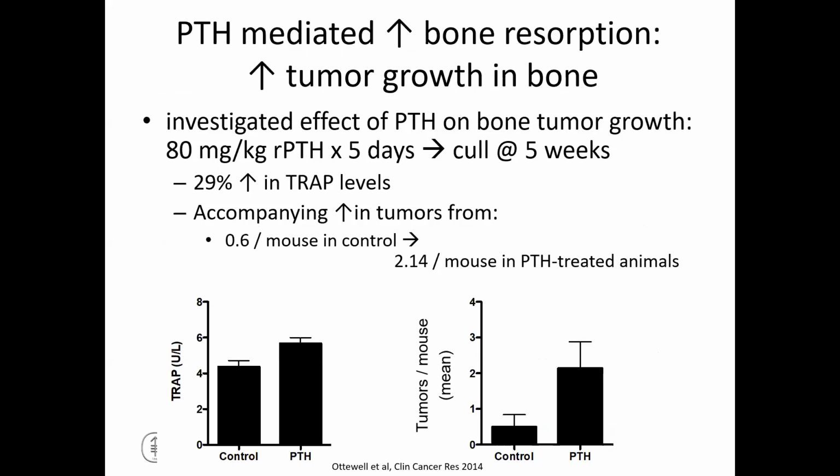So here you see that in this mouse study, mice given PTH, they had to get prior auth from the mouse insurance company first, of course, had an increase in TRAP levels, which is an indicator of bone turnover, bone resorption. And not only that, they had more tumors in terms of the seeding of bone. So this is definitely not applicable to humans. We just don't have enough data, but I think there's enough theoretical concern here that we wouldn't want to give a PTH analog in this context.